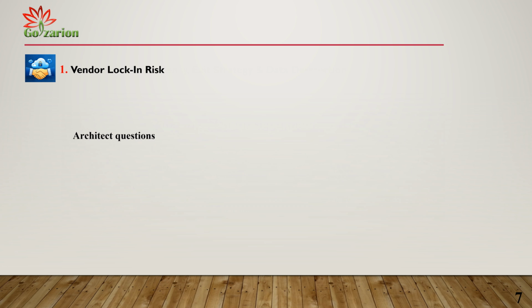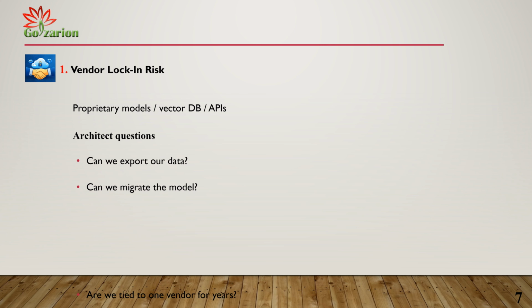First, vendor lock-in risk. Many AI platforms rely on proprietary models, vector databases, or APIs. So as security architects, we should ask 3 simple questions. Can we export our data? Can we migrate the model? Are we tied to a single vendor for years? If the answer is unclear, the risk is already real, because it means the organization may not be able to respond quickly to cost changes, compliance needs, or vendor issues.